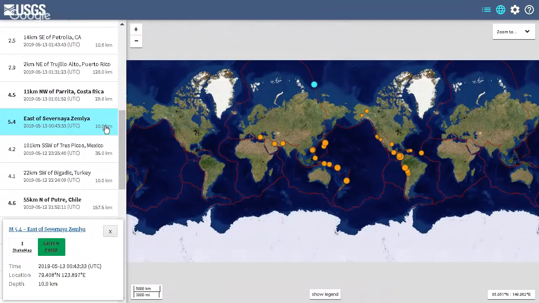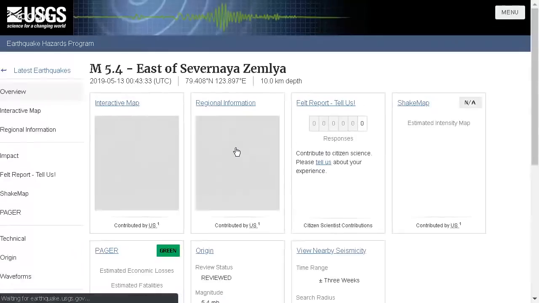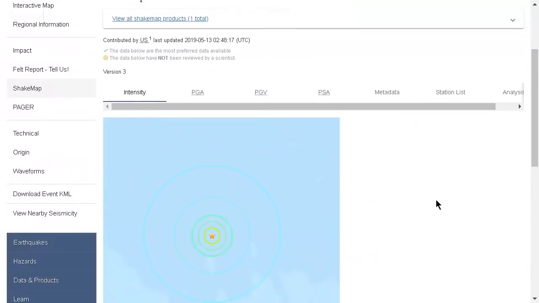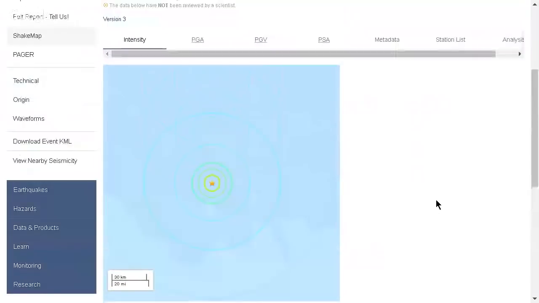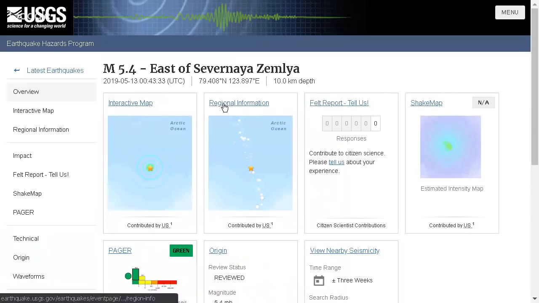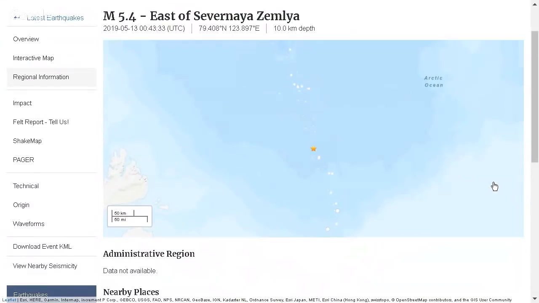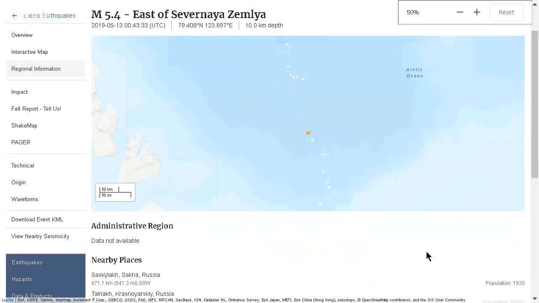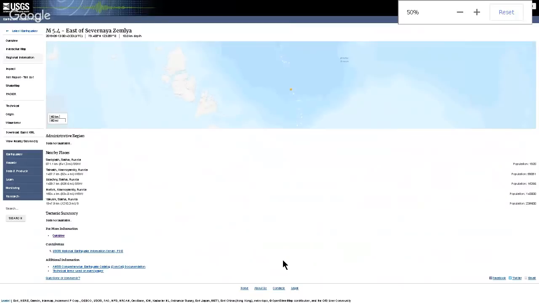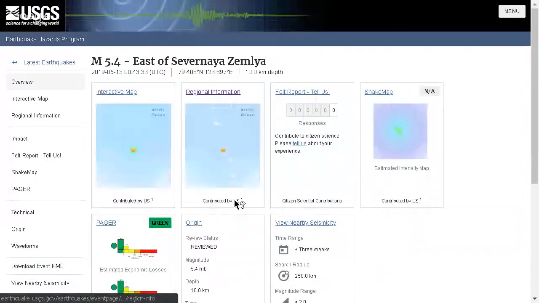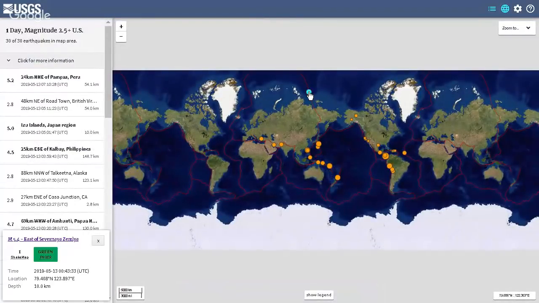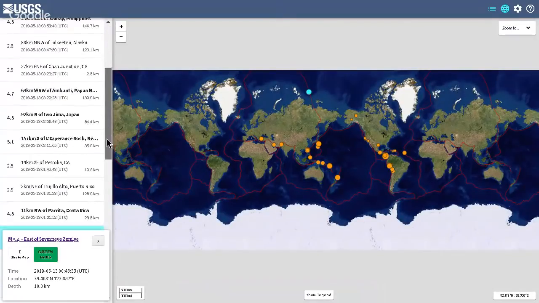Check this one out. 5.4 at a very north location. Check it out. I guess I can't zoom out on the shake map. Looks like it's on an island chain there in the Arctic Ocean. Ah, yes, the Arctic Ocean, one of the Earth's oddities. Anyway, a 5.4 at a very far north location.